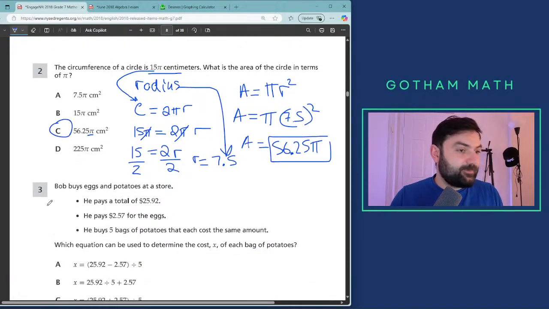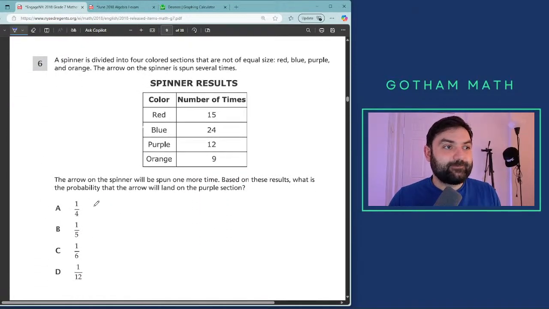The next question is question number 6. A spinner is divided into 4 color sections. They are not of equal size: red, blue, purple, and orange. The arrow on the spinner is spun several times. So this is 50 spins, right? And the arrow on the spinner will be spun 1 more time. Based on the results, what is the probability that the arrow will land on the purple section?